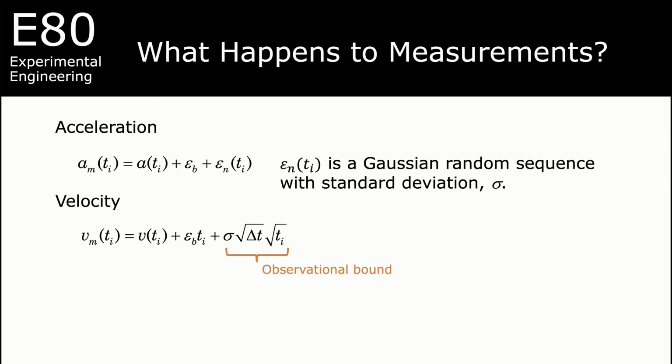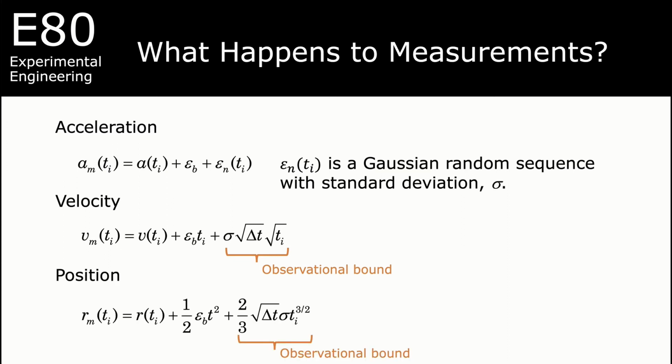To get the velocity from that, we will have to integrate the above equation, and when we do that, the integral of the true acceleration gives us the true velocity. The integral of the bias gives us a linear term in time, and the integral of the random white noise does not give us an actual function. It gives us bounds that we can observe. If we have the standard deviation and the sample time or sample period for this, we can discover that the observational bound is sigma times the square root of delta t times the square root of the time step that we're looking at. We will correct this later for confidence interval.